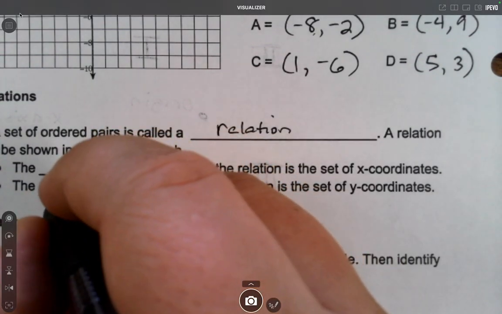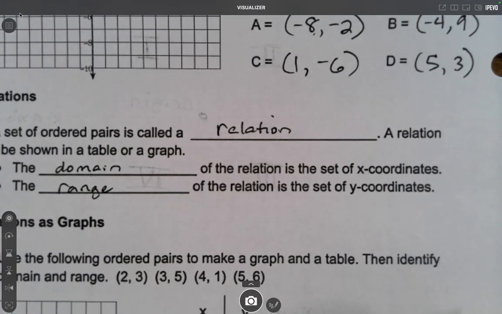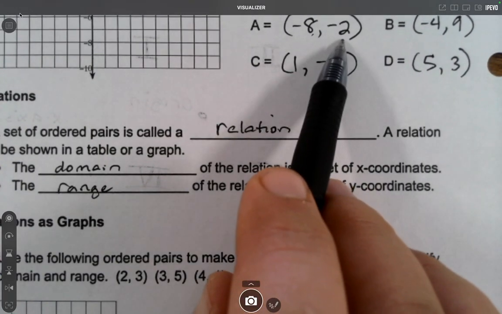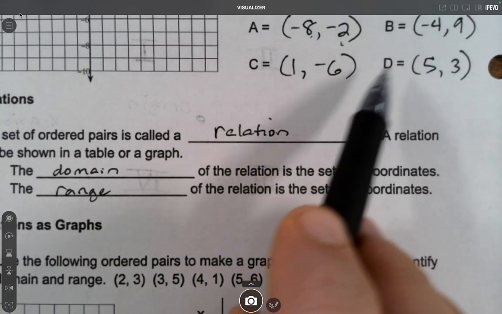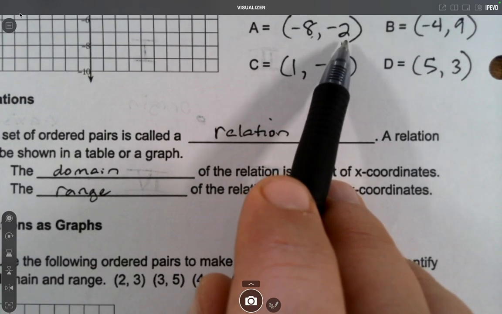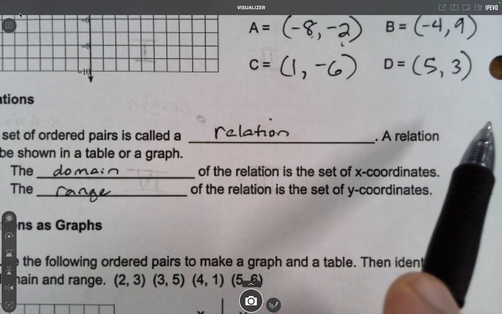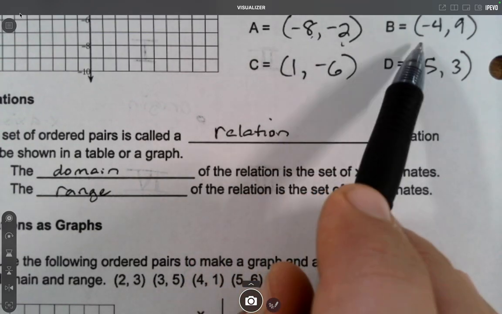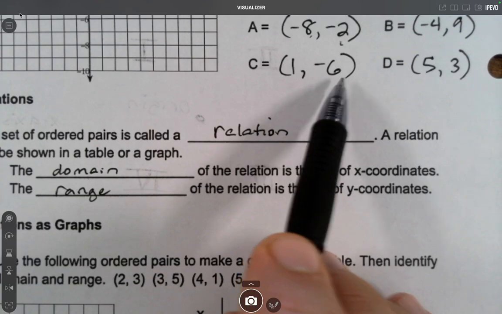The range is the set of all the y coordinates. So the y coordinates are the second points, so negative 2, 9, negative 6, and 3. So I only use the y coordinates, which is only the second numbers in each of these for the range. So the first numbers make the domain, the second numbers make the range.